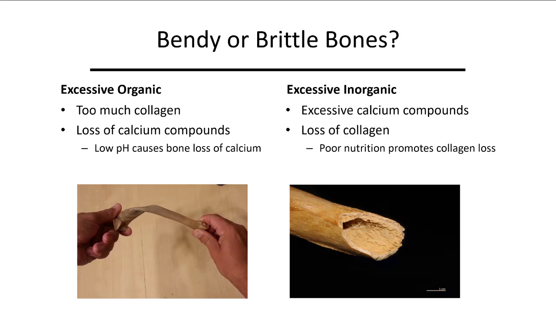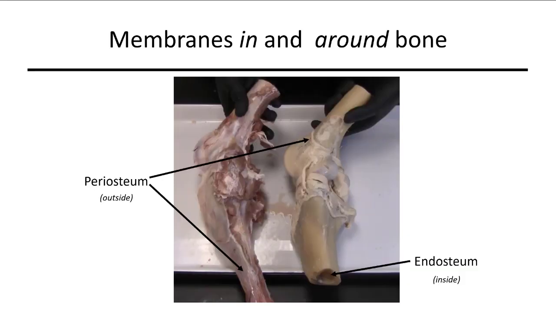In these examples, we can see bendy and brittle bones. On the left, we can see that the bone is twisting. You can actually use torsional strain and it twists like a rubber band. So this is an example of too much collagen, excessive organic. There was the loss of calcium in it, so this bone is very bendy like Gumby. On the other side, we can see if bones are really brittle and break and shatter easily, that means they don't have any collagen or they're a significant loss of collagen and they have too much of the inorganic or just the hardness of bone.